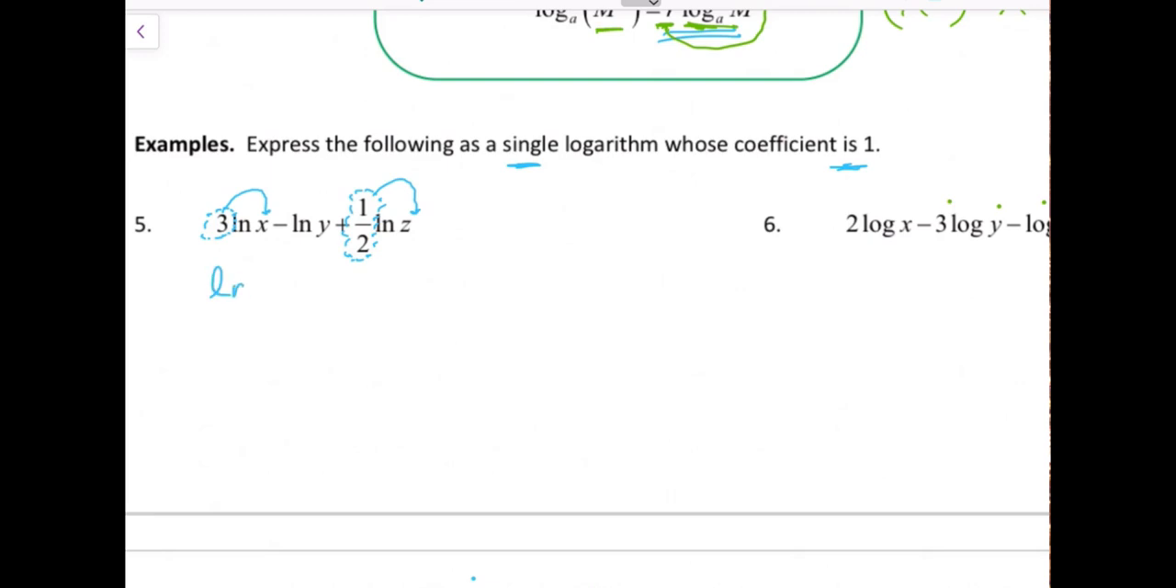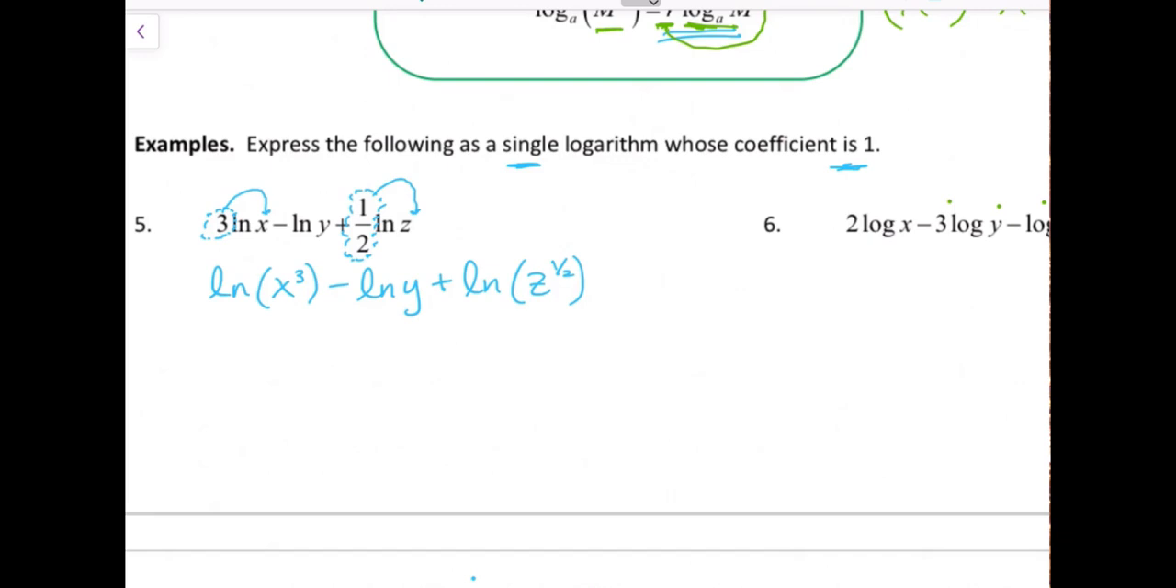So that means this is going to be rewritten as the natural log of x cubed minus the natural log of y plus the natural log of z to the 1/2 power. So all I did was pull in and use that property 3 and pull in those coefficients and place them as exponents on my argument.